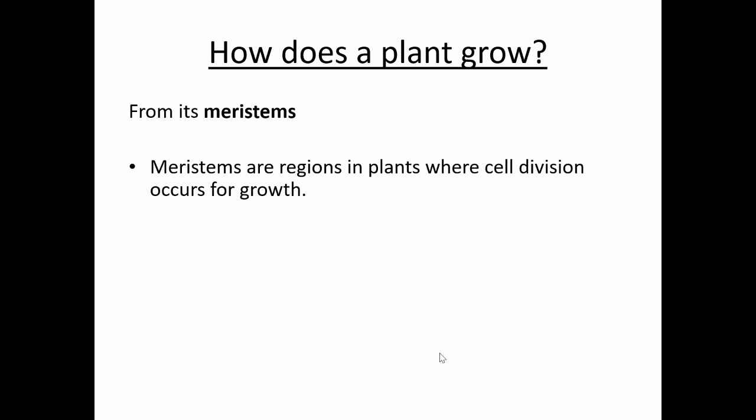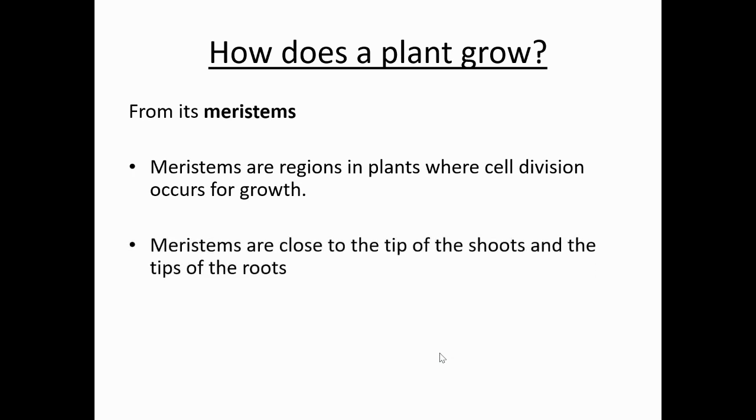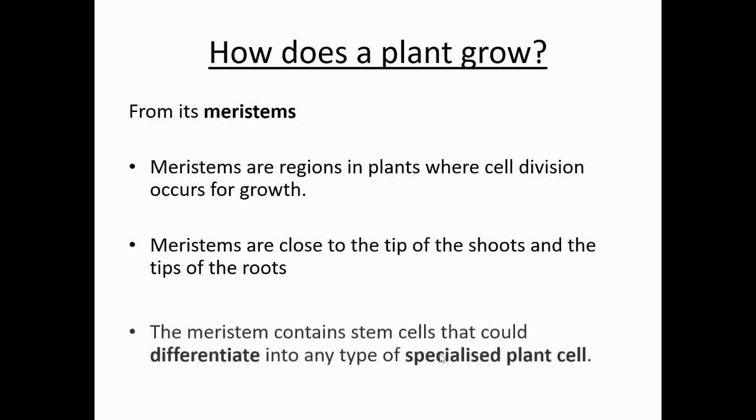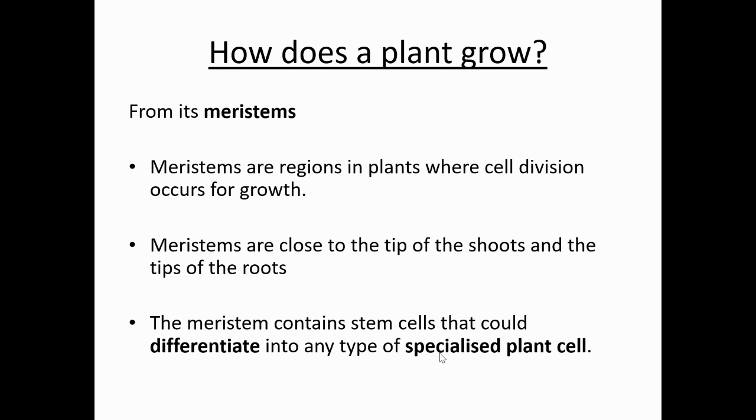So again, you'll see a lot of keywords that you will have been using from the cells topic. Meristems are close to the tips of the shoots, but also the tips of the roots. So kind of in the furthest parts, the tips of the plant, and that's where the growth is usually happening from. The very top of the plant in the shoots, and also the very bottom and the tips of the roots. The meristem contains stem cells.